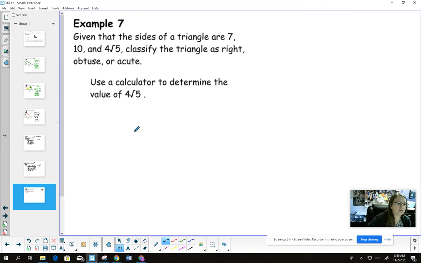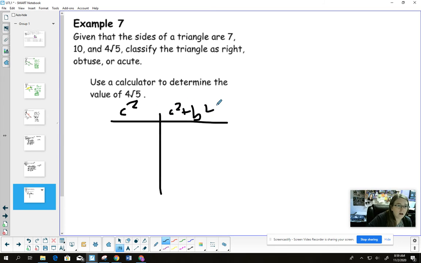Trying the last one. So this one's a little bit tricky. We're still going to do c squared, a squared plus b squared. But I need to figure out my biggest side, right? We've got 7, 10, and 4 radical 5. In order to plug in for c squared, I need to know what the biggest side is. And I actually don't know what 4 radical 5 really is.